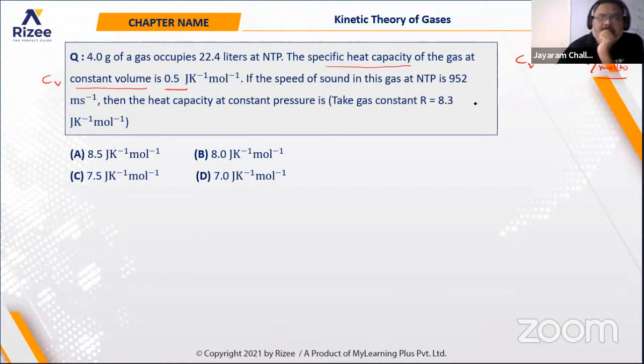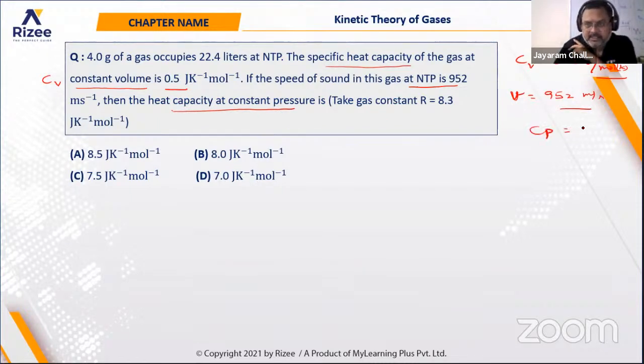Okay, now if the speed of sound in the gas at NTP is given as 952 meters per second, he is asking how much the heat capacity at constant pressure, the Cp, is going to be. So this is the specific heat of the gas at constant volume. The given mass and this volume are the conditions at NTP.